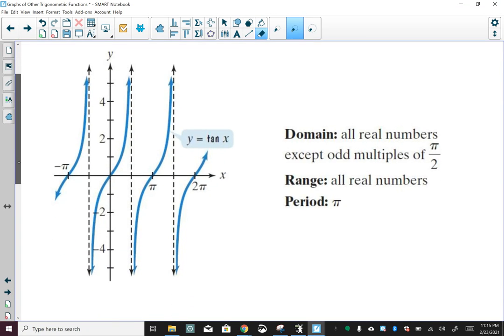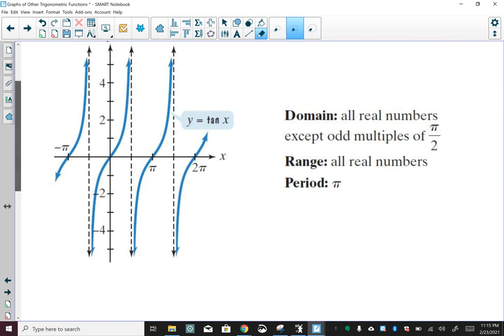Then we have tangent. Tangent is always coming up from negative infinity and running off to positive infinity. So that's how you look at this. Your domain is all real numbers except odd multiples of pi over 2. Your range is all real numbers because it does cover everything, and your period in this case is going to be pi.